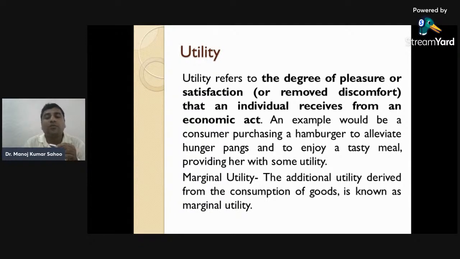So in this example, पहला जो चॉकलेट हमने खाया था उसमें हमें 10 यूनिट सेटिस्फेक्शन मिला था. जब हमने दूसरा चॉकलेट खाया उसमें हमें 20 यूनिट सेटिस्फेक्शन मिला. तो एक यूनिट एक्स्ट्रा खाने से कितना एक्स्ट्रा हमने जोड़ा टोटल यूटिलिटी में, हमने 10 यूनिट एक्स्ट्रा जोड़ा. That 10 units is known as the marginal utility. That is the additional or extra utility we add to the total utility. That is marginal utility. Okay.